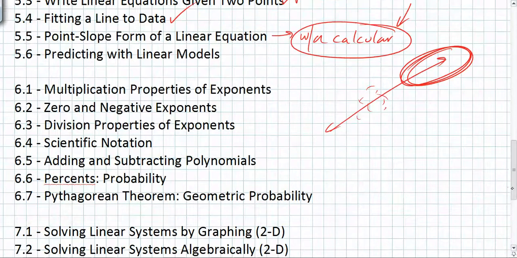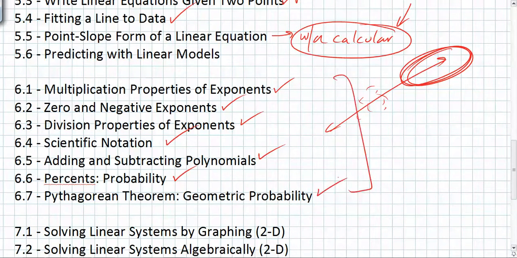Multiplication property of exponents. Do we just do that? Oh yeah. 0 and negative exponents, division, scientific notation, adding and subtracting polynomials, percents, and Pythagorean theorem. Do we just do this? Is this pretty fresh in your memory? Just did this. Or it should be, right? You also just did this.